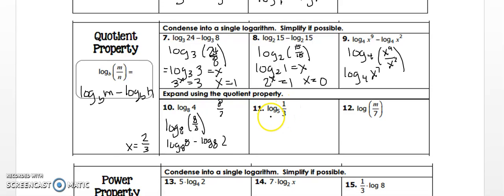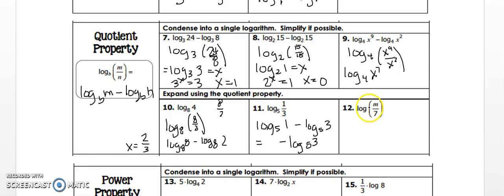Okay, take a look at this one. So we're going to split it up. This is division, so this is going to become log base 5 of 1 minus log base 5 of 3. This thing's going to become 0 because 5 to the x power is 1. Well, that x has to be 0, so this thing is 0. And so we'd actually end up with 0 minus log base 5 of 3. We don't have to write the 0, obviously.